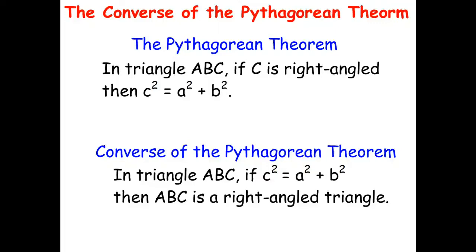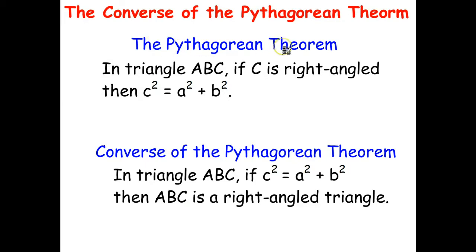Hello students. In the last video we showed you how to find the unknown length of any side in a right angled triangle using the Pythagorean theorem. In this video we're going to look at what's called the converse of the Pythagorean theorem. Now the converse of a theorem basically just takes the theorem and flips it around. So here's what I mean by that.